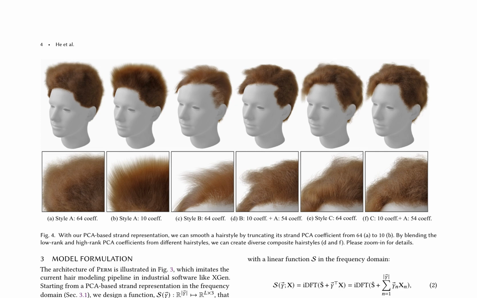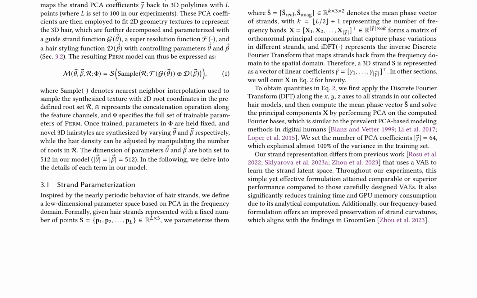The paper demonstrates the effectiveness of this approach through various experiments, including smoothing hairstyles by truncating strand PCA coefficients and creating diverse composite hairstyles by blending low-rank and high-rank PCA coefficients from different hairstyles. The strand parameterization is achieved through a low-dimensional parameter space based on PCA in the frequency domain.